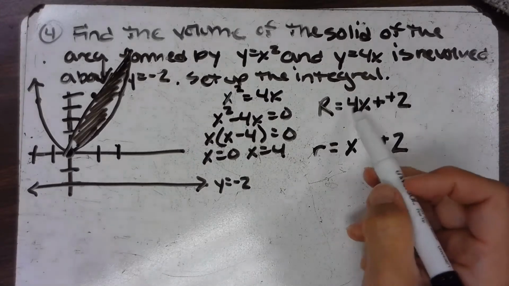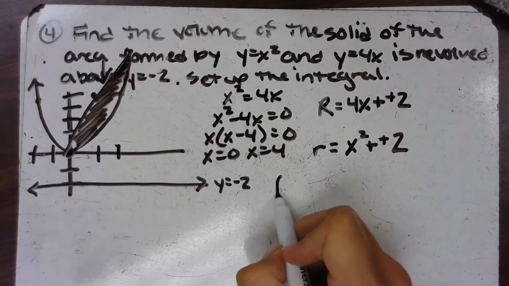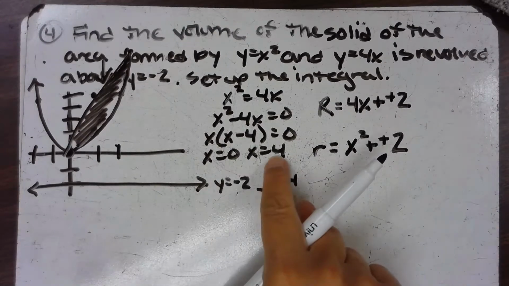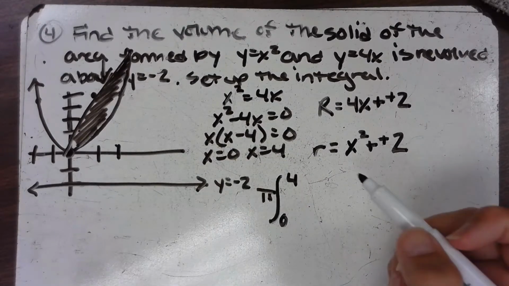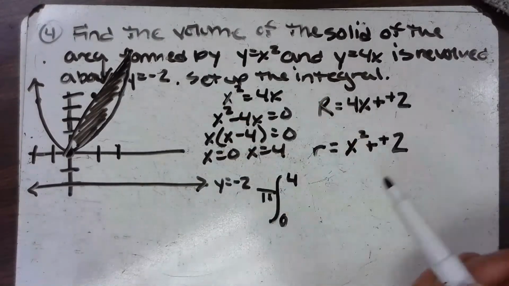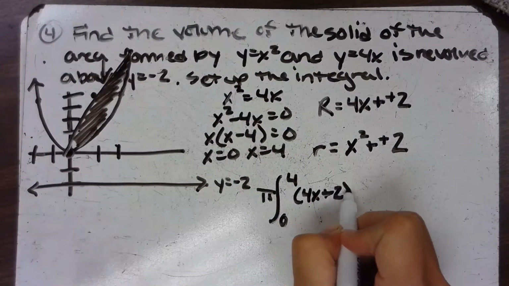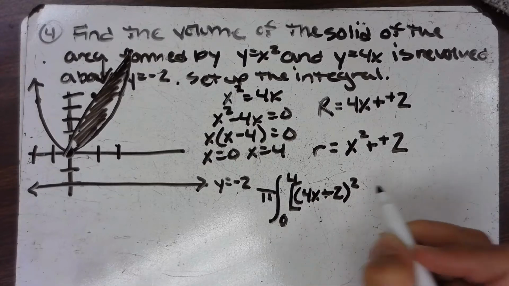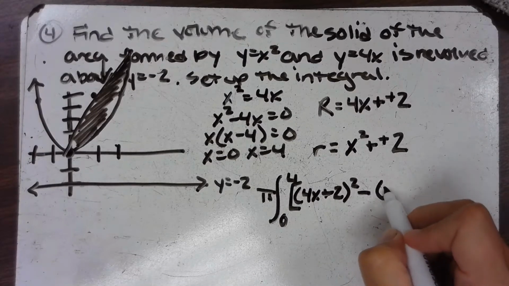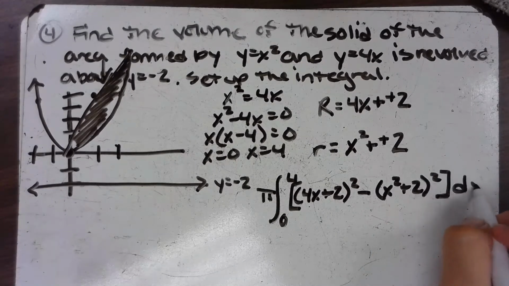Now, when I go to square this, I don't really want to multiply it out, and I'm just setting up the integral anyway. So I needed the pi. I'm doing it from 0 to 4. That's where they intersect at. All right. I am doing it in terms of x because I'm rotating it around something that's parallel to the x-axis. All right, so I leave this as x, and this is going to be 4x plus 2 squared, because remember you're doing big R squared, minus, all right, now you're doing little r squared. It's x squared plus 2 squared. I'm going to close the bracket, and then I'm going to do dx.